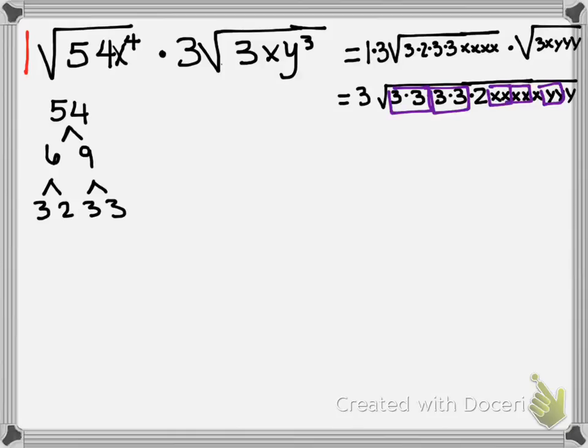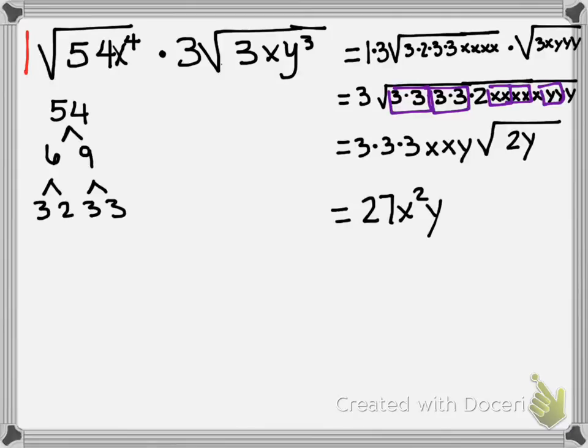We have a pair of 3, a second pair of 3, a pair of x, a second pair of x, and a pair of y. So the coefficient is going to be the 3 that was outside already, another 3 for the first pair, and another 3 for the second pair. Then we have an x and a second x and a y for the pairs. What is left here is 2y. Consequently, we end up with 27x squared y, the square root of 2y.